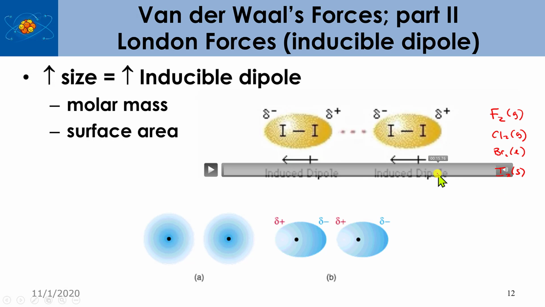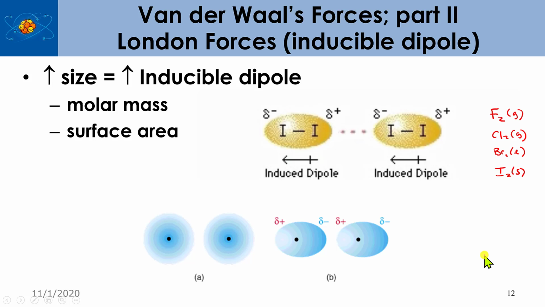And the strength of the induced dipole varies with the number of electrons. So if you have more electrons to move to one side, you can create a bigger dipole. So it is related to molar mass, but it's really mostly related to the number of electrons, okay? And then the other thing that's important about an induced dipole is the surface area that it makes contact with.